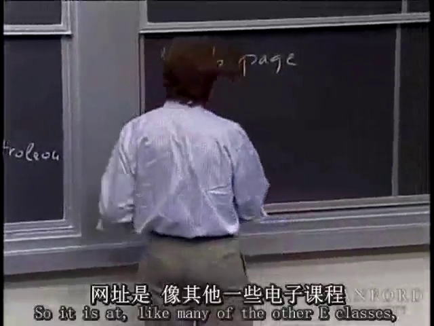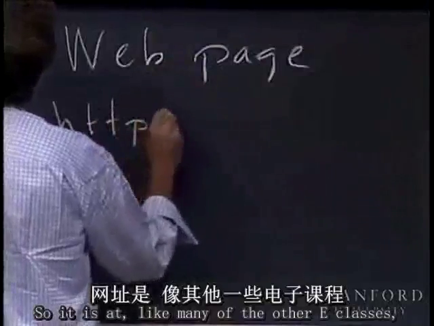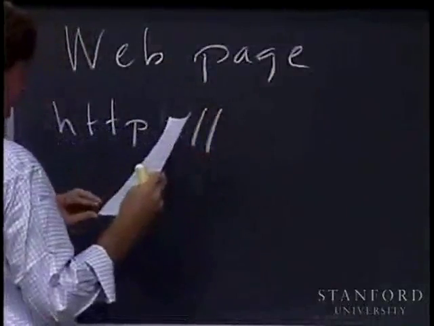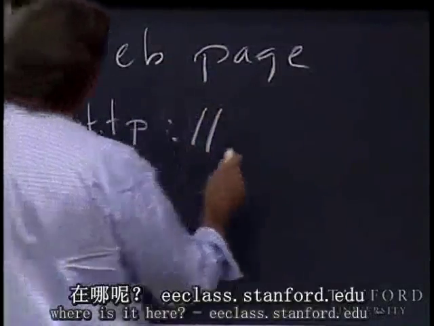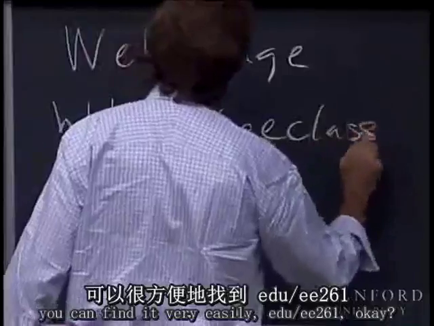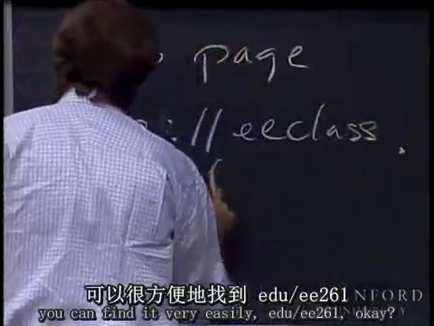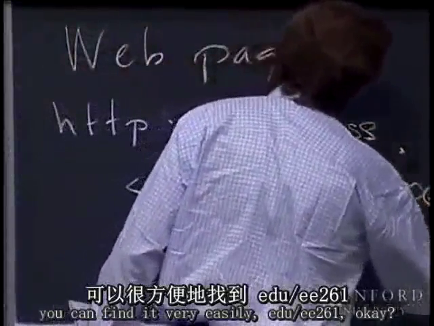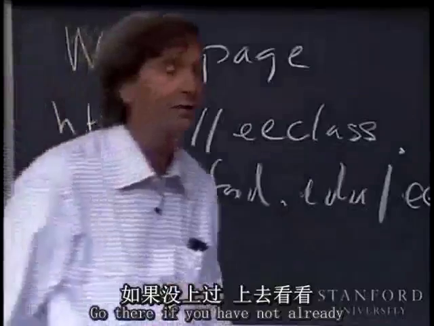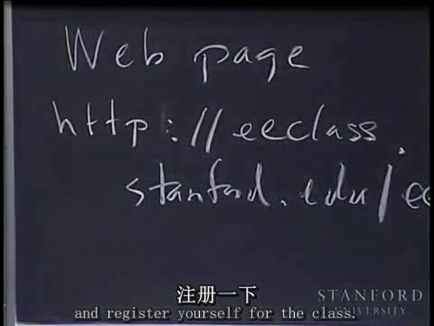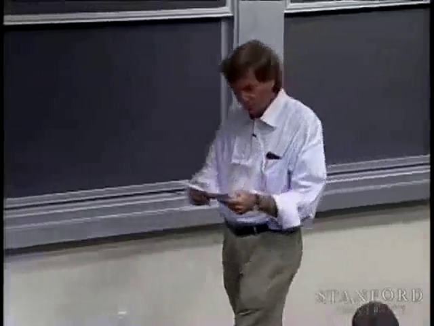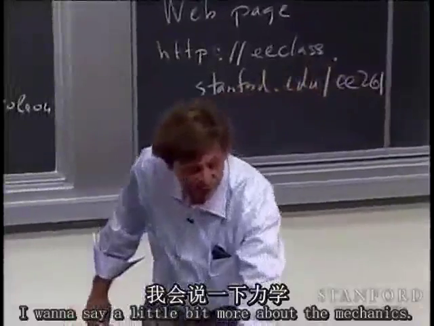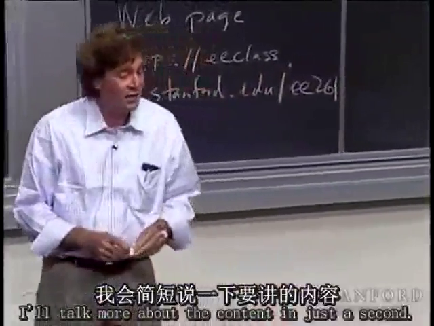All right, so it is at, like many of the other EE classes, http, however you do this, wherever the colons go. Where is it here? eeclass.stanford.edu. You can find it very easily. edu/EE261. Okay? Go there if you have not already and register yourself for the class. All right. Now, let me say a little bit about the information that you have. I want to say a little bit more about the mechanics. I'll talk more about the content in just a second.